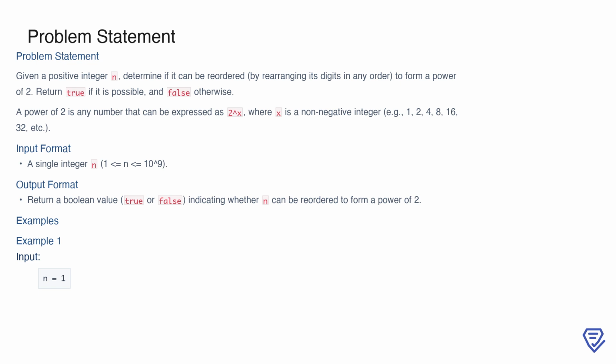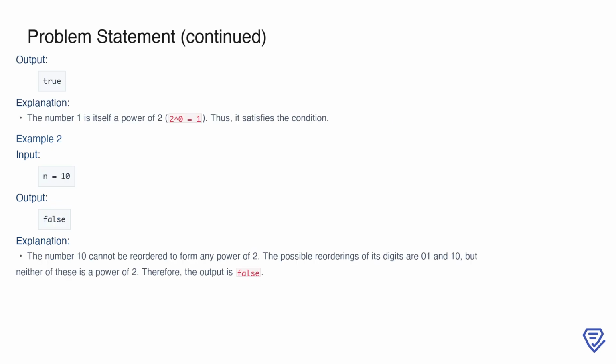The input will be a single integer n, which lies between 1 and 10 to the power of 9. The output is expected to be a Boolean value, true if it is possible to reorder the digits of n to form a power of 2, and false otherwise. For instance, let's consider the example where n is 1. Here, the output would be true because the number 1 itself is a power of 2, specifically 2^0 equals 1.